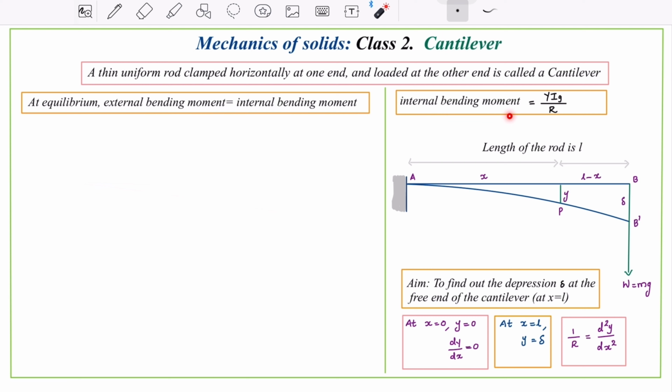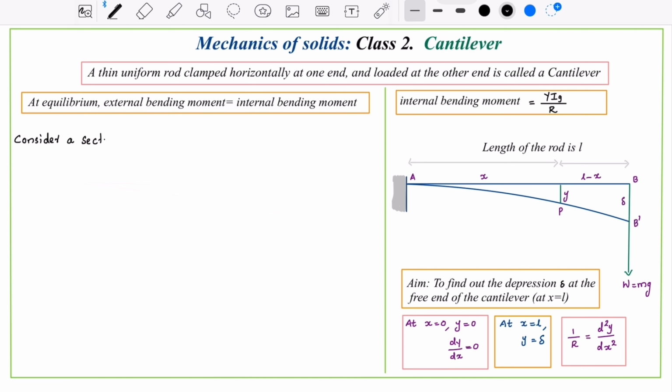In the previous class, we have seen that the internal bending moment is equal to YIg by R, where Y is the Young's modulus of the material of the beam, Ig is the geometric moment of inertia, and R is the radius of curvature. Already we know the expression for internal bending moment. Now we have to find out what is the external bending moment.